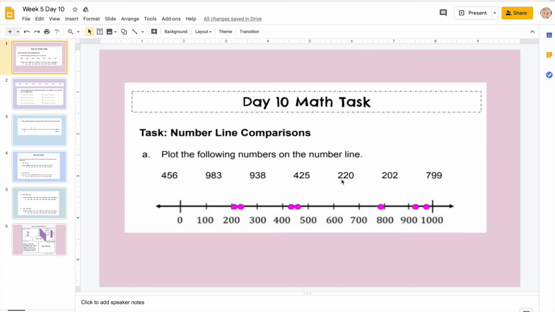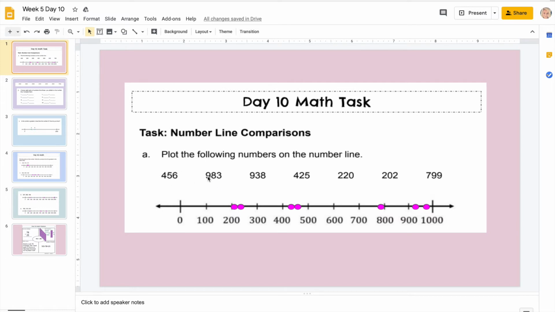If you look at 220 and 202, that's where place value is going to come into effect, because we really need to pay attention to each digit, because where that number is placed on the number line depends on the place value. The same thing with 983 and 938, where it is the same numbers, just in a different order. That order and its place value will determine where they are plotted on this number line. So let's go ahead and get started.